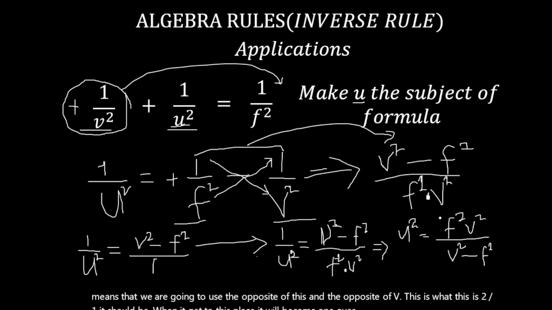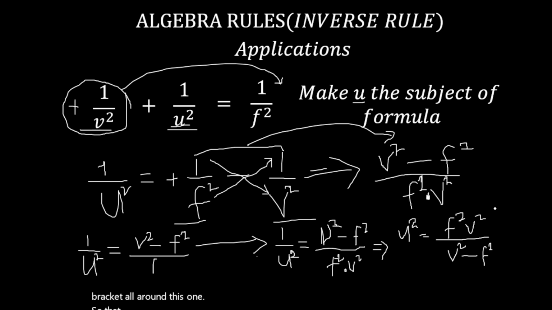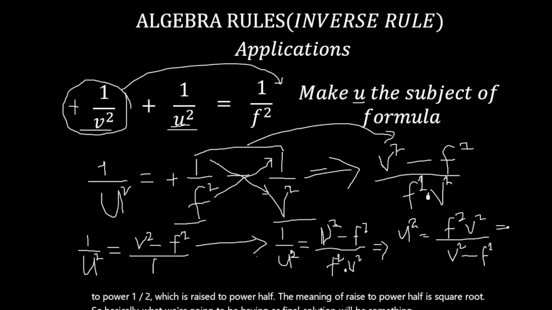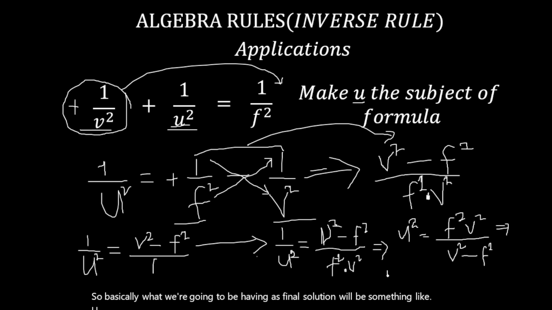But before you do that, you put a bracket all around this one, so that you know that the square root is covering everything. And when you get to this side, it will become raised to power 1 over 2, which is raised to power half. The meaning of raised to power half is square root. So basically, what we're going to be having as the final solution will be something like u square. I'm writing out of scope.